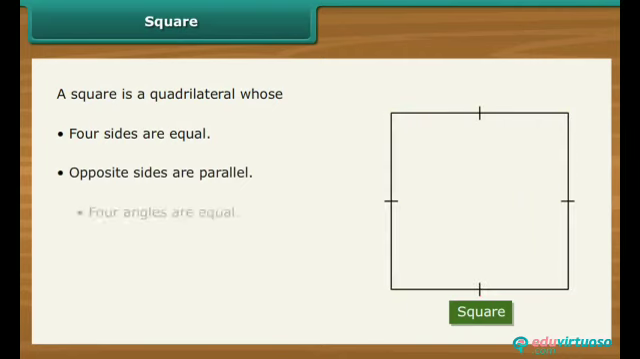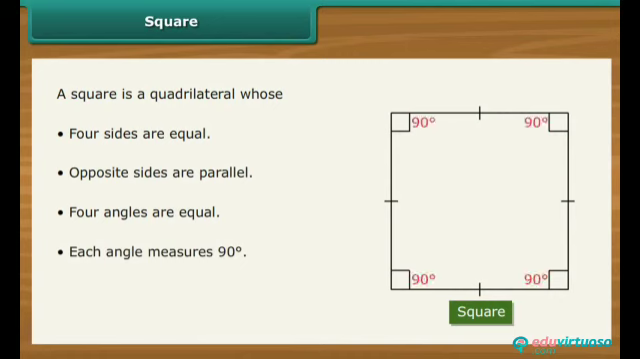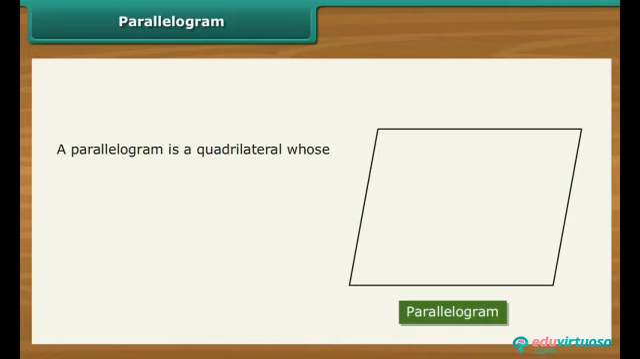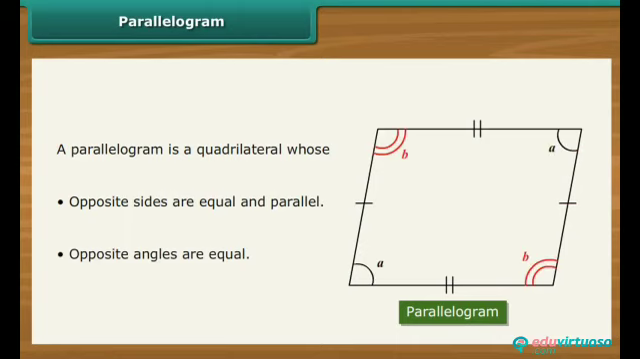Square. A square is a quadrilateral whose four sides are equal, opposite sides are parallel, four angles are equal, each angle measures 90 degrees, diagonals are equal and perpendicular to each other. Parallelogram. A parallelogram is a quadrilateral whose opposite sides are equal and parallel, whose opposite angles are equal.